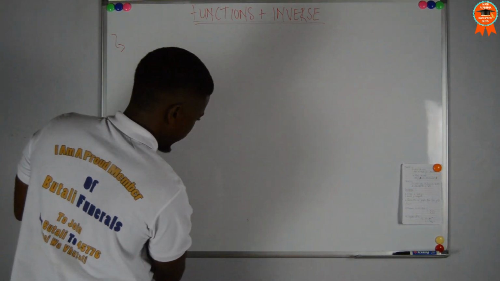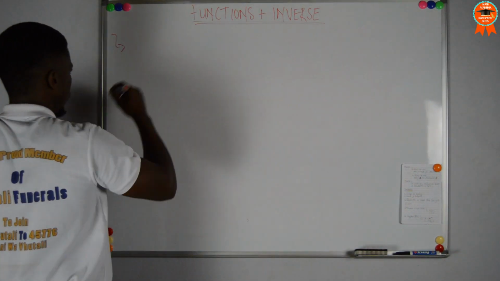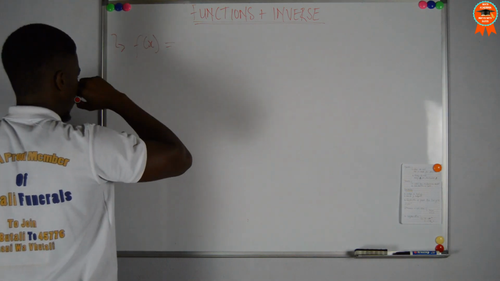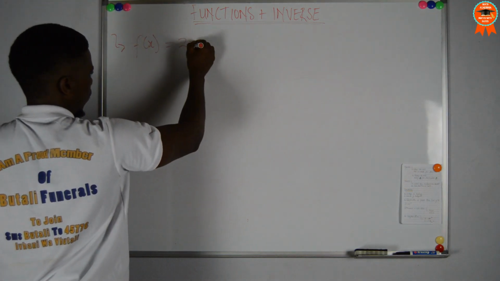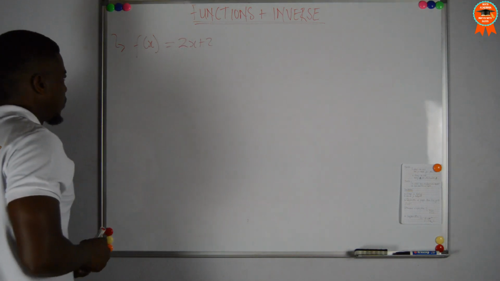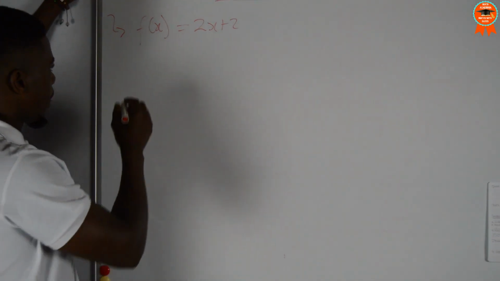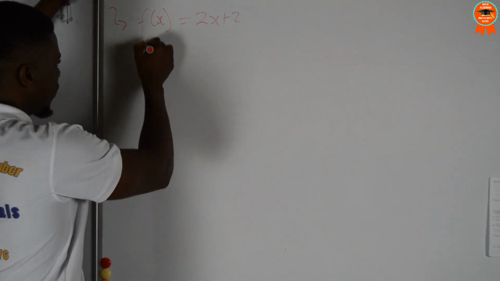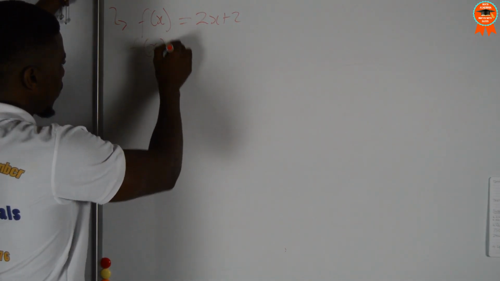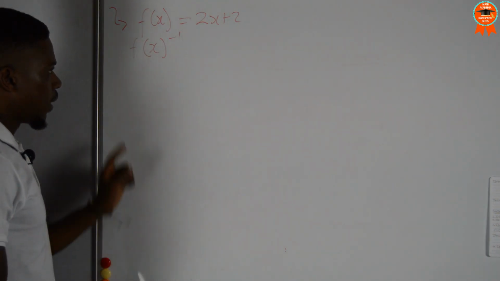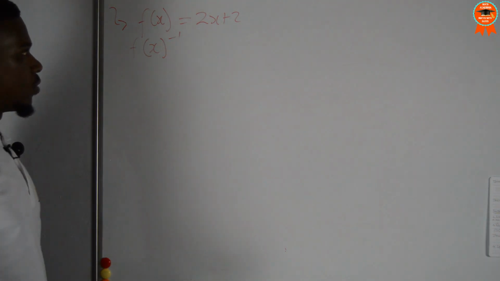So the inverse function: let's say we have a function f of x is equal to 2x plus 2, for an example. We denote the inverse as f of x index negative 1. That is an inverse function. That is how you denote your inverse.